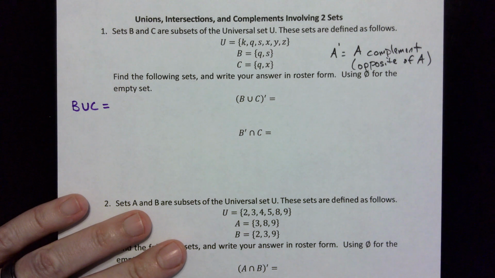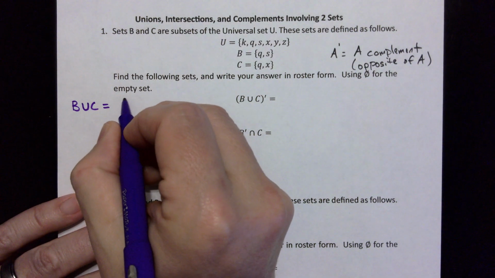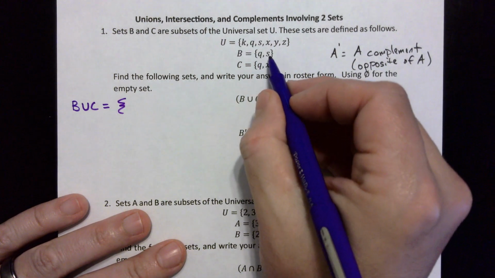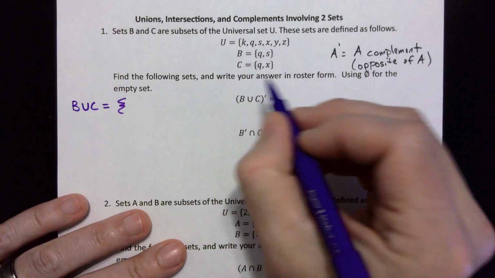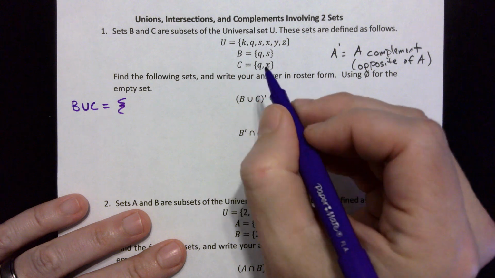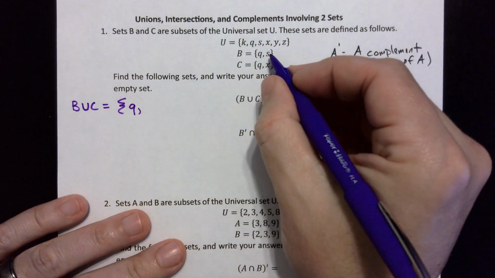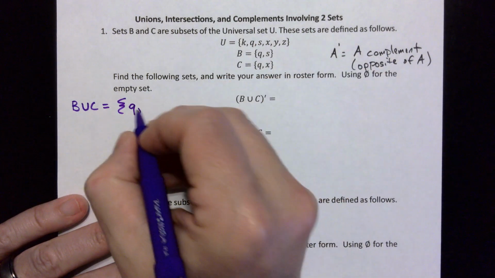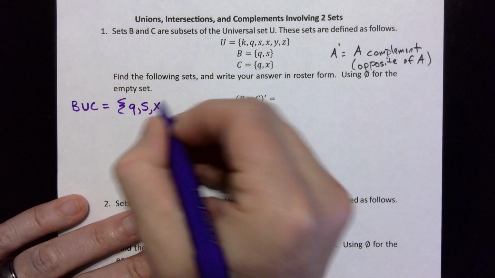That is everything that's in either B or C, or it can be in both, but we won't write the elements twice. So we see that there's a Q, an S, a Q, and an X. There's only three things contained in total, because we're not going to write the Q twice. So we write the Q once, and since it's the union, it also includes anything in B, which includes that S, and anything in C, which includes that X.